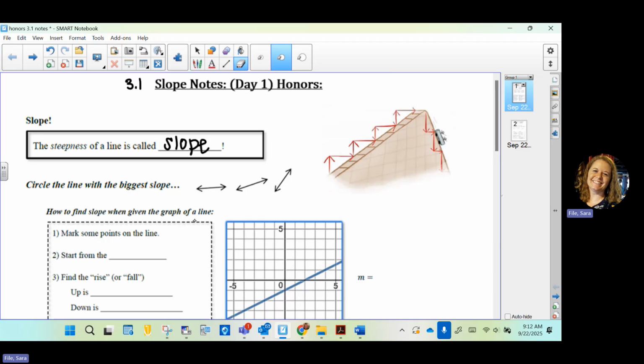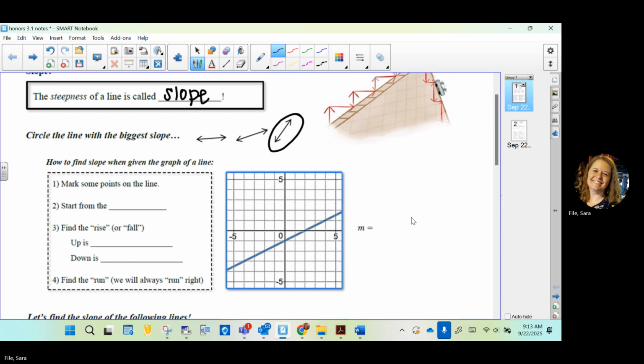So when we talk about the steepness, or the biggest or smallest slope, we're referring to the steepness. So the steepest line will have the biggest slope. So of these, which is the steepest line of these three? The last one. So that is the biggest slope or the steepest line.